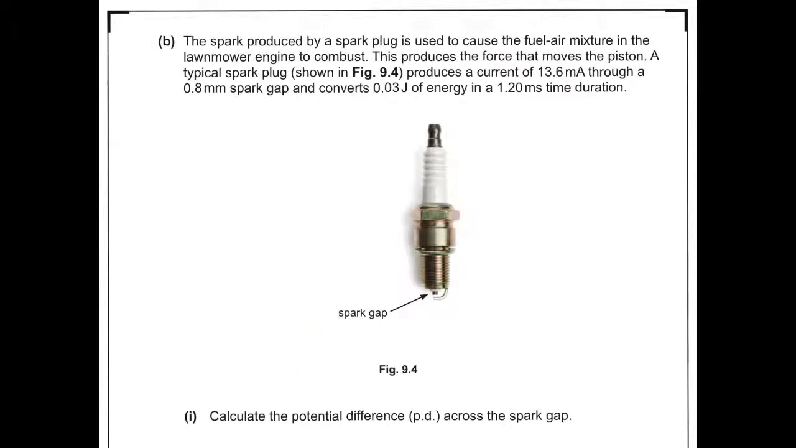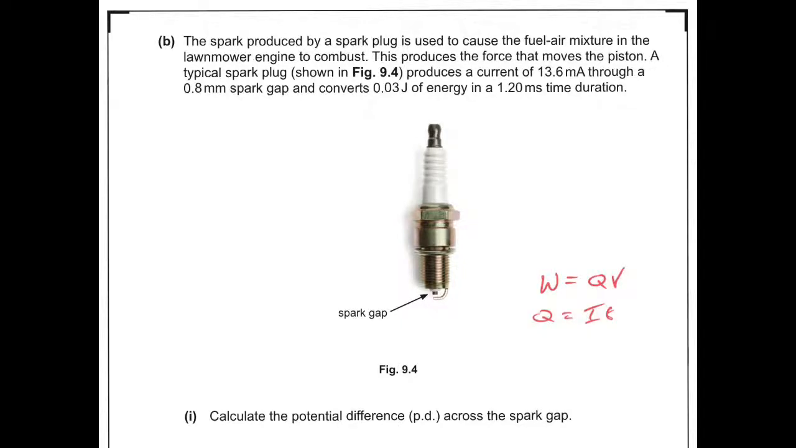Part B, the spark produced by a spark plug is used to cause the fuel air mixture in the lawnmower engine to combust. This produces the force that moves the piston. A typical spark plug shown in figure 9.4 produces a current of 13.6 milliamps through a 0.8 millimeter spark gap and converts 0.03 joules of energy in a time of 1.20 milliseconds. Calculate the potential difference across the spark gap.